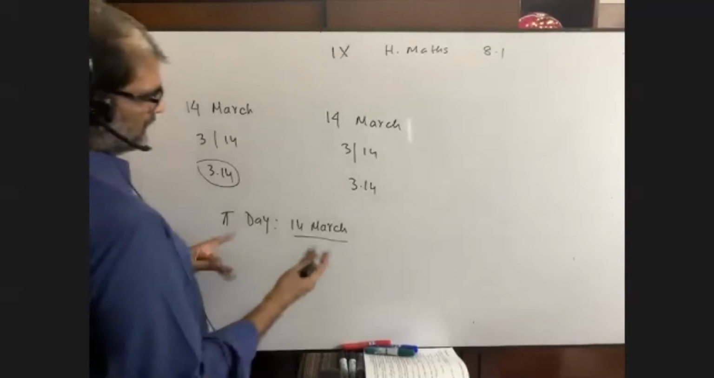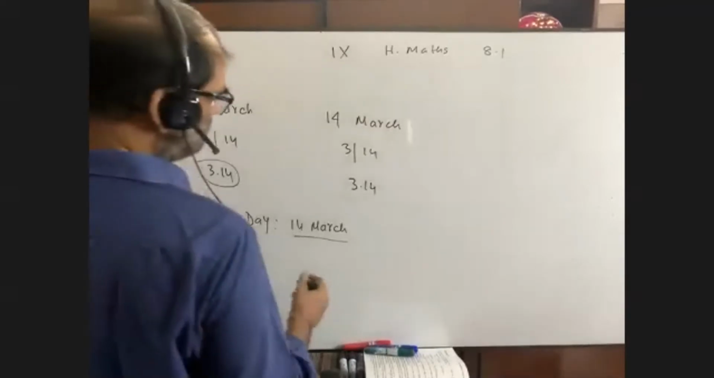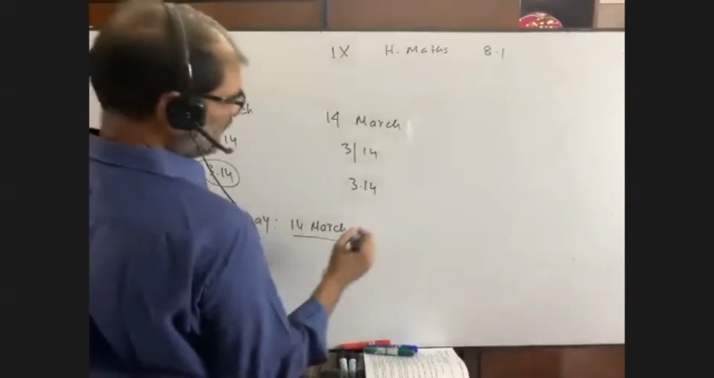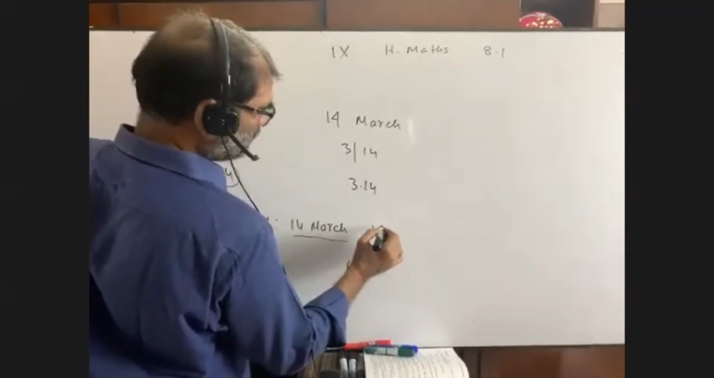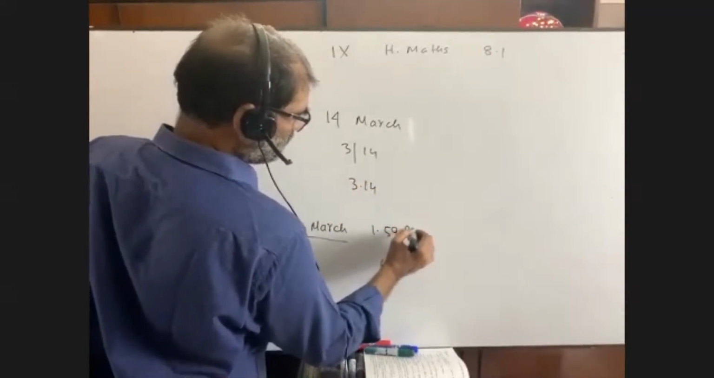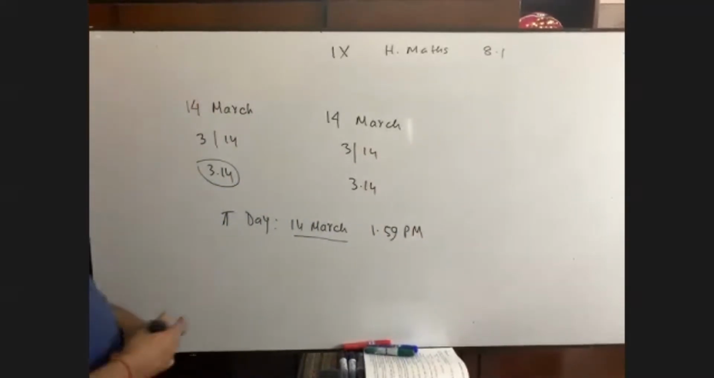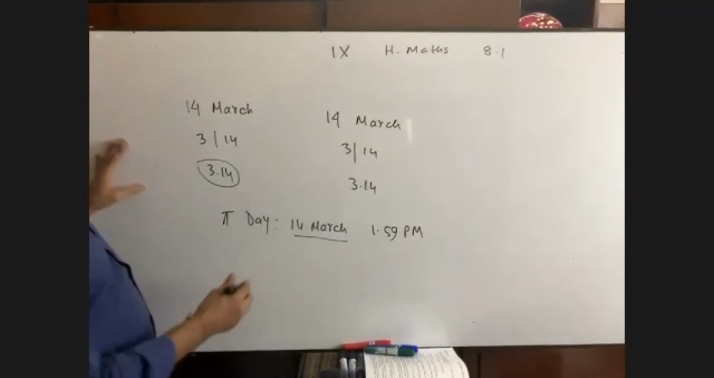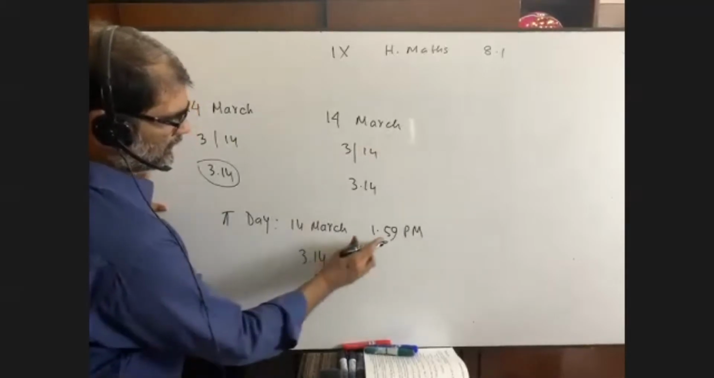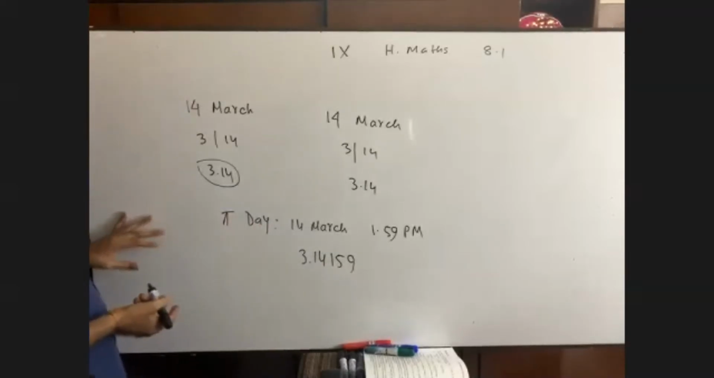Can you please let me know, 14 March, what is the time? Who can tell me? Sir, 1:59 p.m. It is the time. Now you can tell me why it is. Okay, very good. 14 March equals to what? 3.14, and this is 159. I have written the first 6 digits of pi.